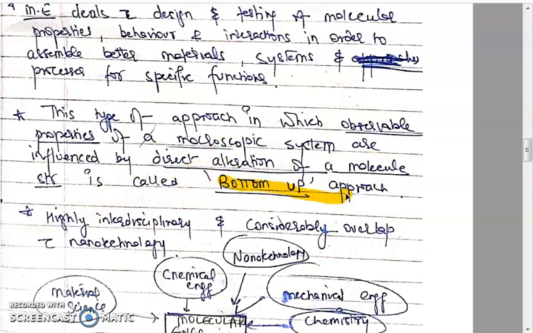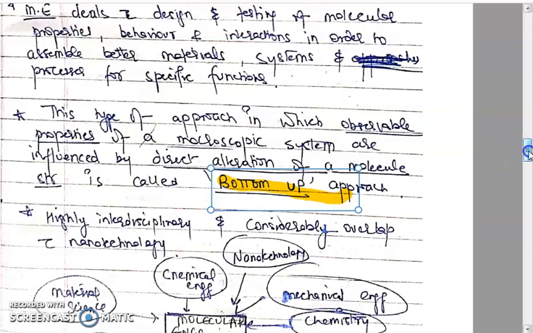So what is the bottom-up approach? In which the properties of a macroscopic system are being altered. There is a direct correlation between the macroscopic properties that can be altered by altering the properties of the microscopic system at the molecular level using this molecular engineering approach.